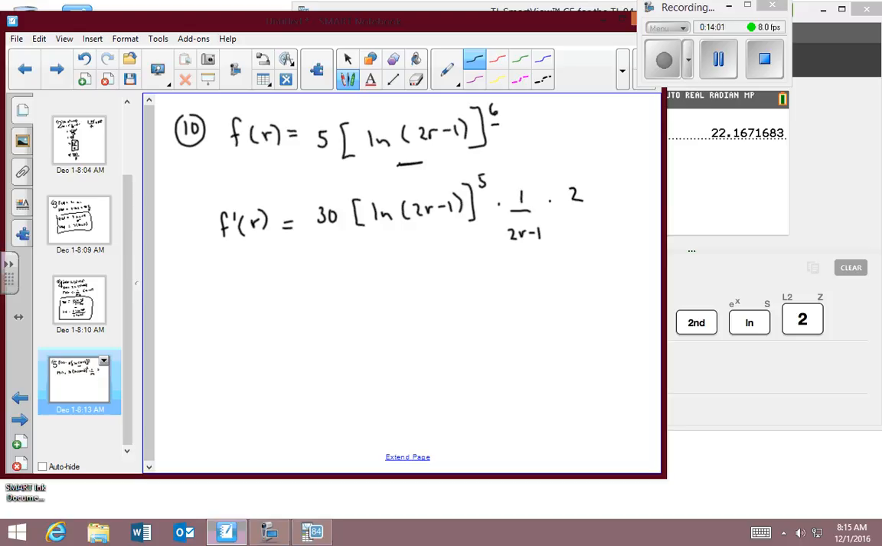Now, this, you bring the 2 over, we got 60. There's not going to be anything that's going to reduce, I believe. Now, that square bracket technically has to be there, because this is a power of 5 over 2r minus 1. And that would be all you could do to simplify that. Makes sense?